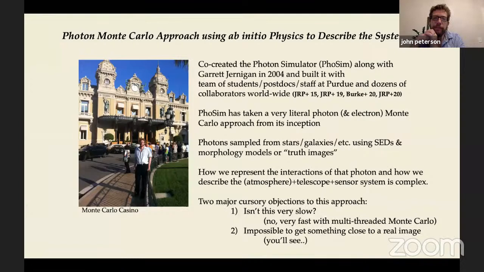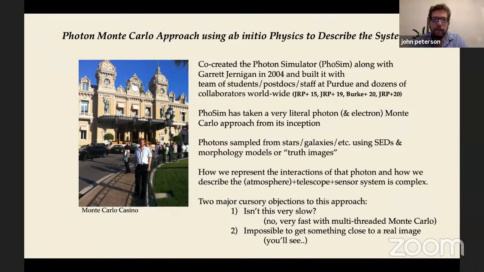The second thing is to try to simulate the physics of the entire system in as literal a way as possible. So we've been working on this for a long time. We even started prototypes of this in 2004. And as you'll see, the approach overall is very fast, but also it's very detailed, trying to get all the details of how the physics works.